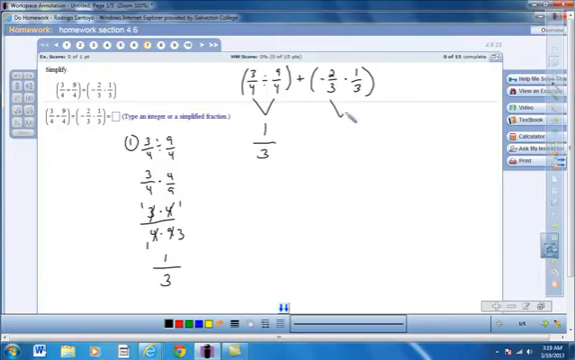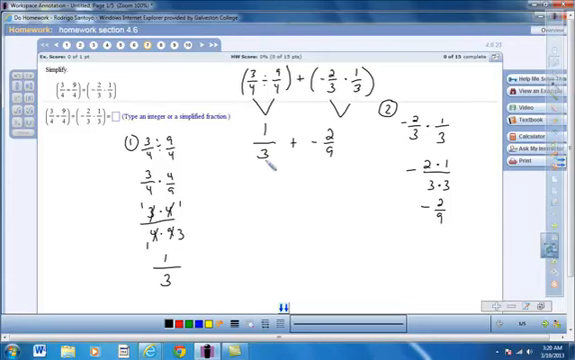Now I'm going to work on the second part here, the second side of my parentheses. I have negative 2 over 3 times 1 over 3. Here we're just multiplying fractions. A negative times a positive is a negative, so I put a negative sign in front. And remember, when we multiply, we just multiply across. Gives me negative 2 over 9. So I bring down my plus sign, and now I have negative 2 over 9.